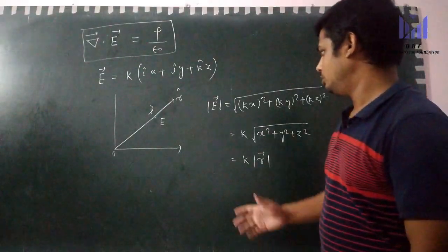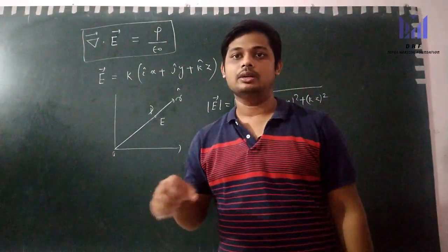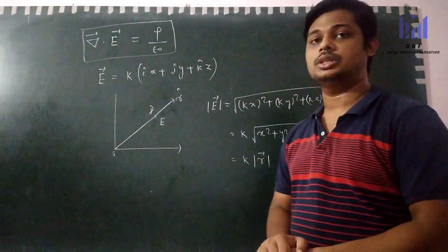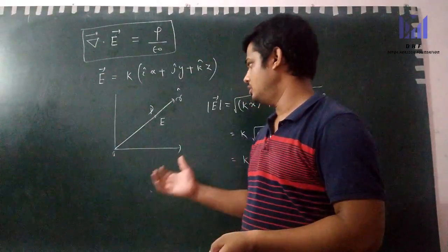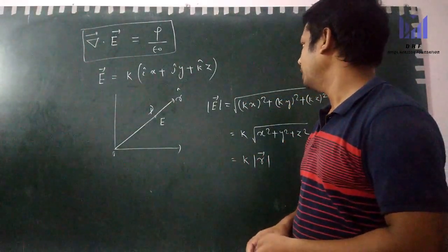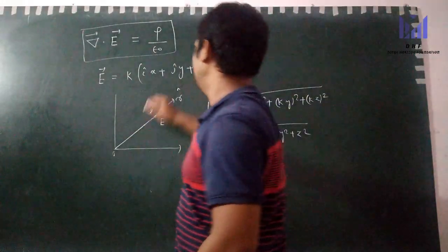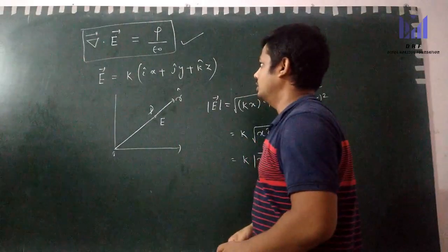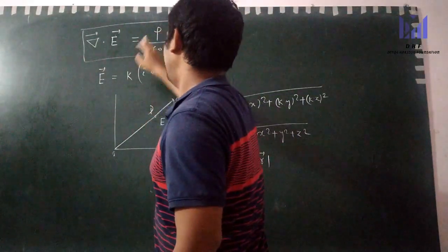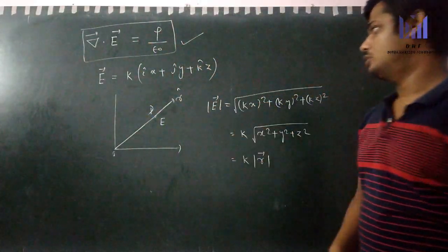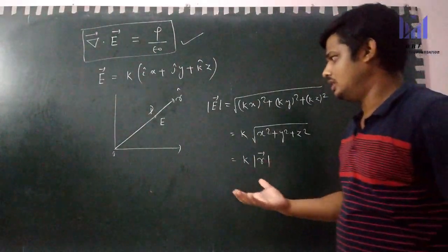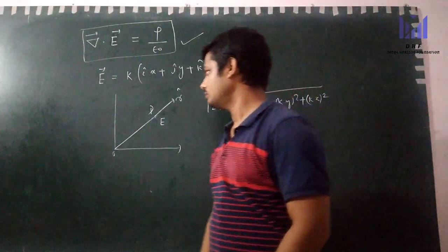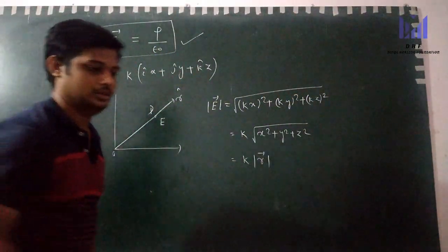So the question is, what kind of charge distribution can produce this type of electric field? How can we find that? We have a very interesting formula which establishes the relationship between the electric field and the charge density. Using this equation we can find what charge distribution can produce this type of electric field. Let's see how I calculate it.